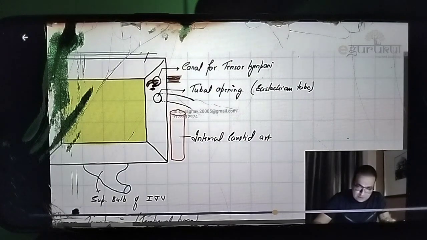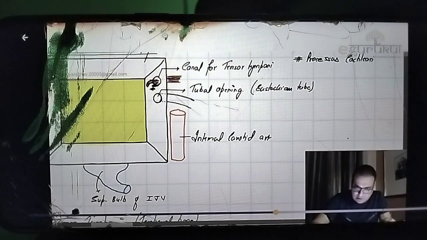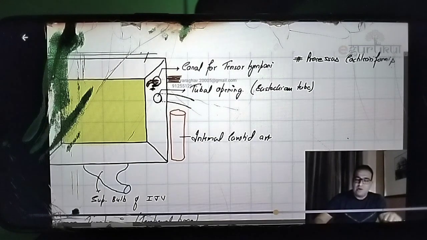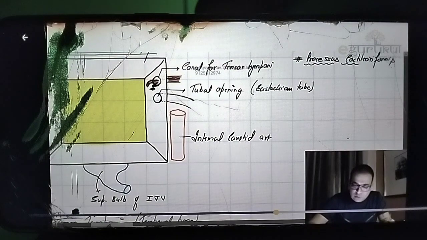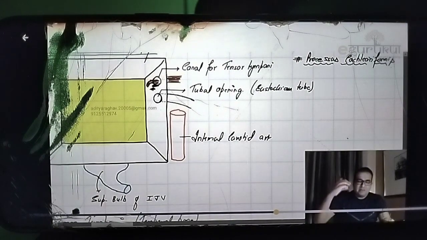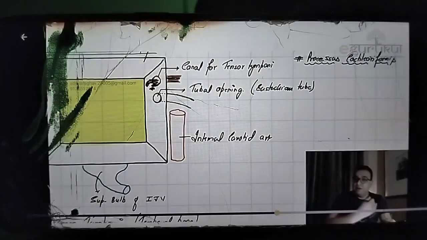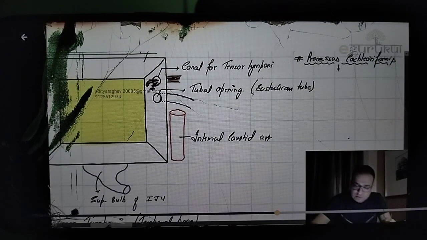Guys, the hash which I drew, that bony extension is called the processus cochleariformis. Processus cochleariformis is a bony projection which is basically the same canal which is transmitting the tensor tympani muscle toward the middle ear. And what is the function of this bony projection? This is a bony projection.